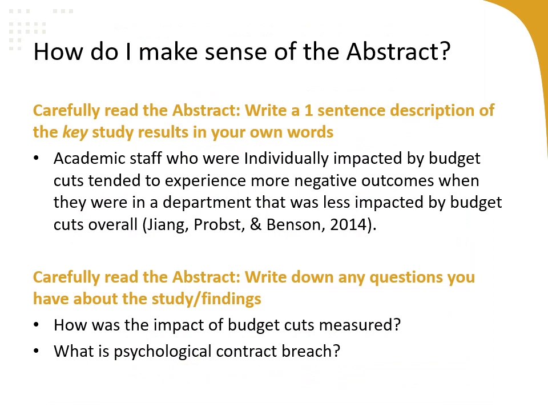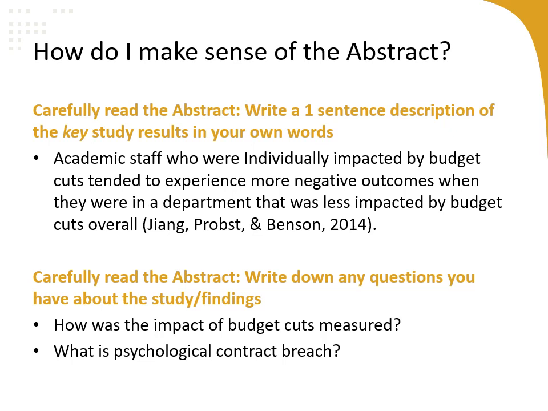So here is my 1-sentence summary of the abstract, and you can see it is very concise, to the point. Yes, it lacks some of the details from the abstract, but that's important because you can't capture all that in a summary. Remember, summaries are supposed to be kind of a condensed, shortened version of what you've read. So you see academic staff who are individually impacted by budget cuts tended to experience more negative outcomes when they were in a department that was less impacted by budget cuts. So that gets at that frog pond effect.